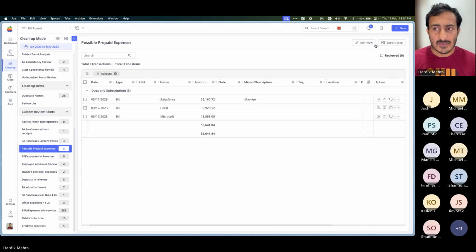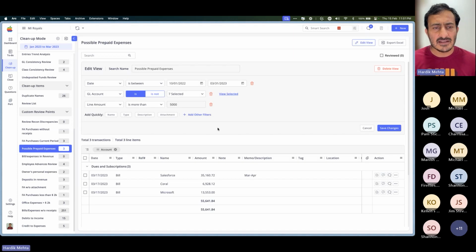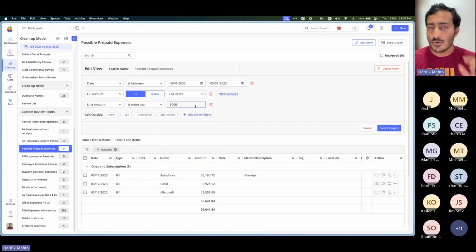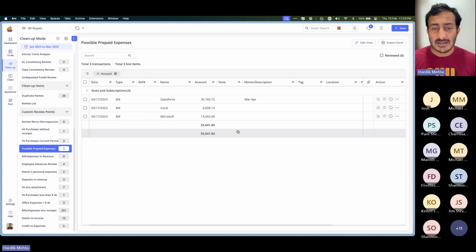I have defined that if anything in certain accounts, for example dues and subscriptions or software expenses, is more than a certain amount, let's say $5,000, then I want to see it. Accordingly I can decide whether I want to make a prepaid expense adjustment for that or not. First of all, I need to know whether it's a prepaid expense or not. So at least this gives me that information handy.